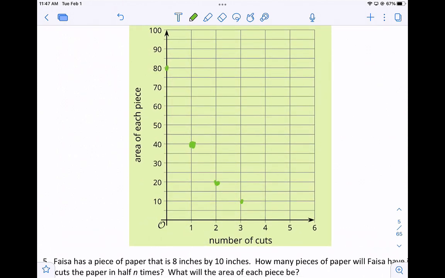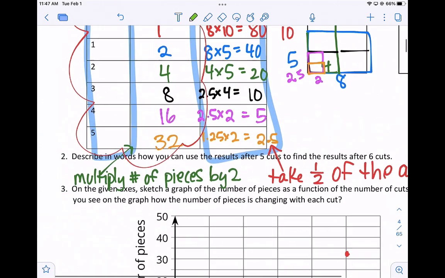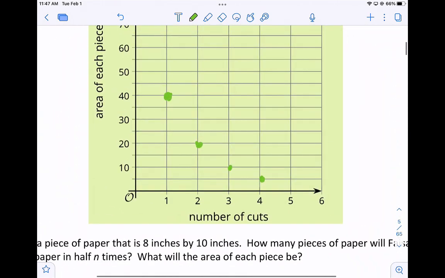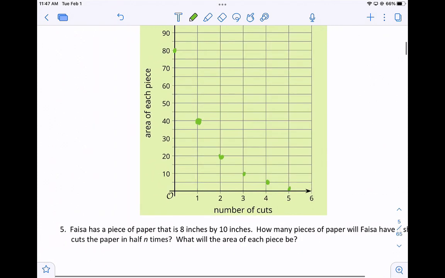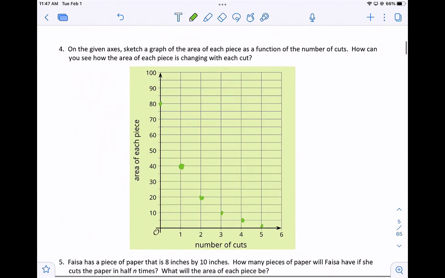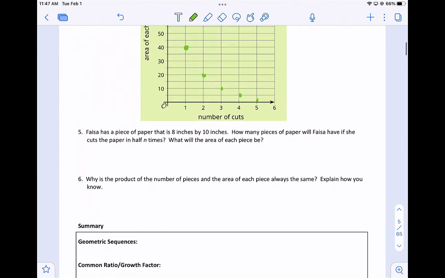3 is 10. 4 is 5. 5 is 2.5. Okay. All right, so we can see this as like exponential decay right here. How can you see how the area is changing? So it's going down by half every time. Faiza has a piece of paper that's 8 by 10, so same piece of paper. How many pieces of paper will Faiza have if she cuts the paper in half n times?